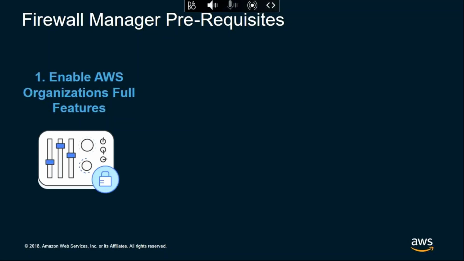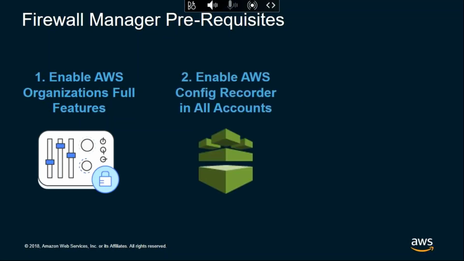The second thing that we require you to do is enable AWS Config Recorder in all AWS accounts. The reason why Firewall Manager needs AWS Config in all your accounts is that it allows us to monitor resources or resource config changes in each of those accounts. So that means if you don't enable Config, Firewall Manager would not know when there are new resources created and won't be able to apply firewall rules across all those new resources.